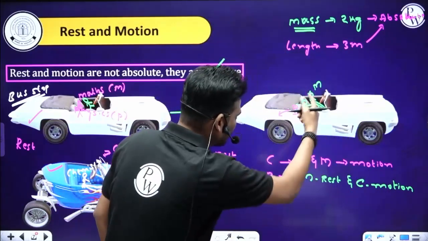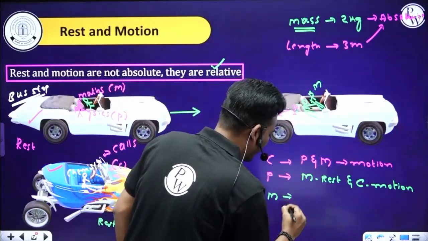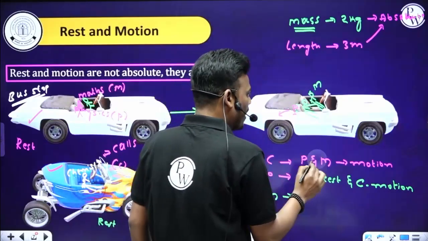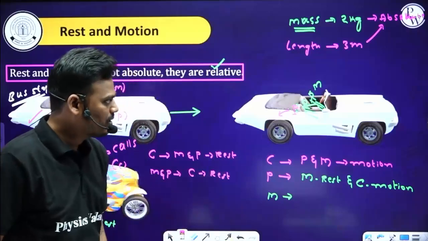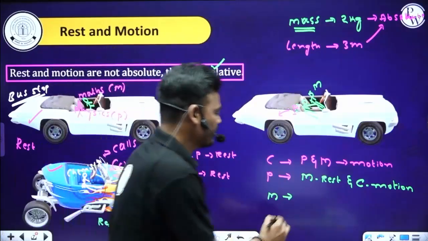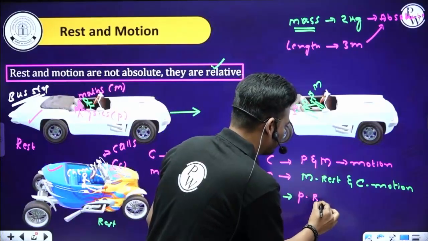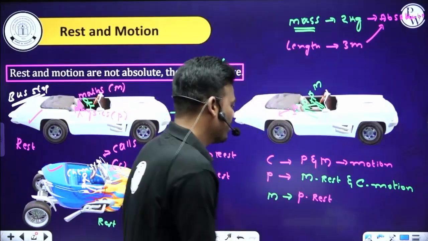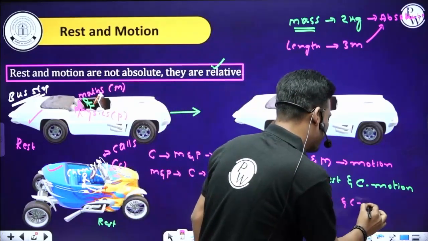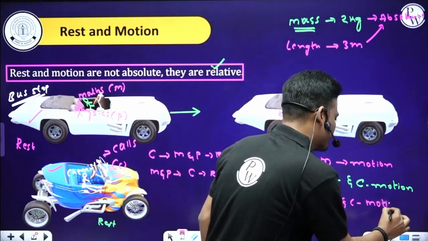And with respect to M, at the same time, means now the observer is maths. What is the state of physics? Physics is at rest. And what about the chemistry? Chemistry is in motion.